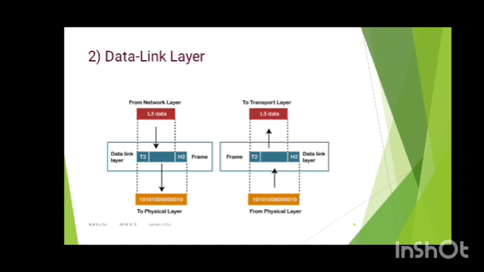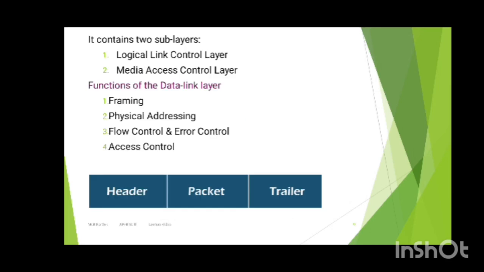Next, the data link layer. The data link layer receives the data from the network layer and converts it into multiple frames. So this layer is responsible for the error-free transfer of data frames. It defines the format of the data on the network, and it also provides reliable and efficient communication between two or more devices. It consists of two sublayers: the logical link control layer and the media access control layer.